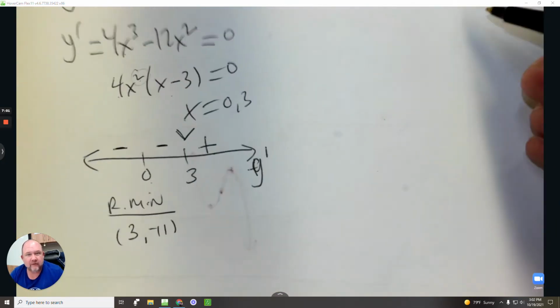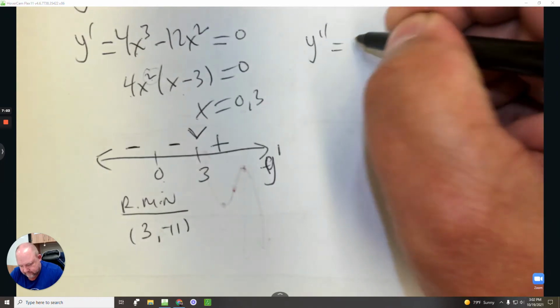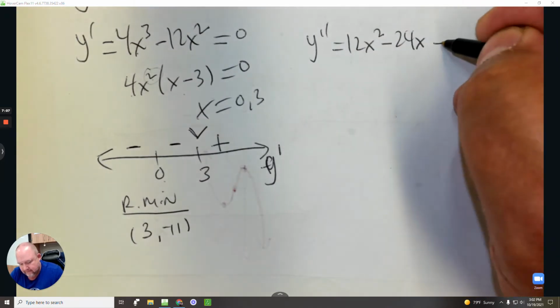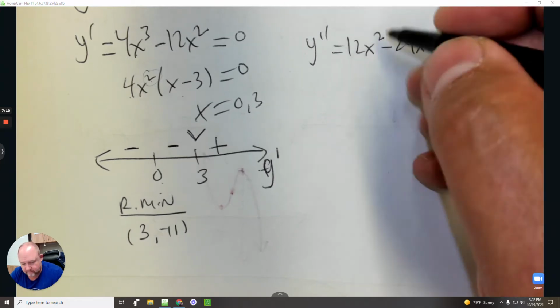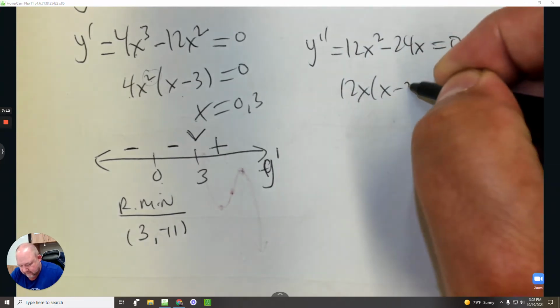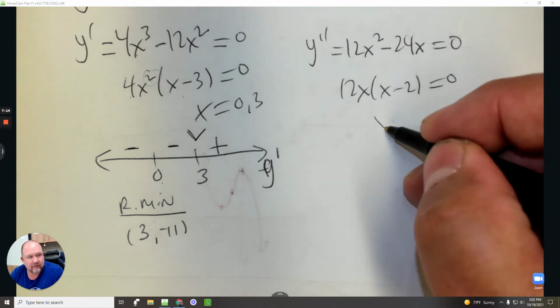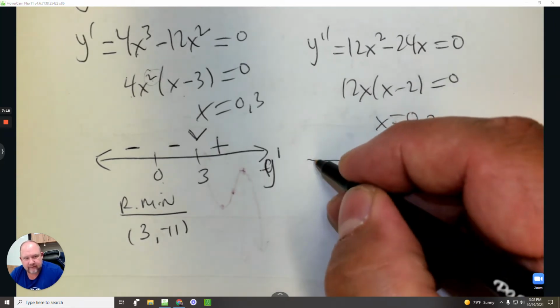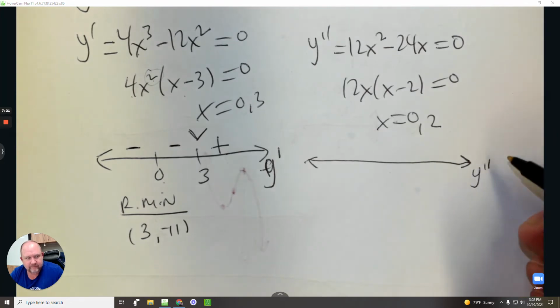Next, we're going to do the second derivative. That's 12x squared minus 24x. Make it equal to 0. Factor out a 12x. The two answers here are 0 and 2 for our number line. Those are the critical numbers of the second derivative.